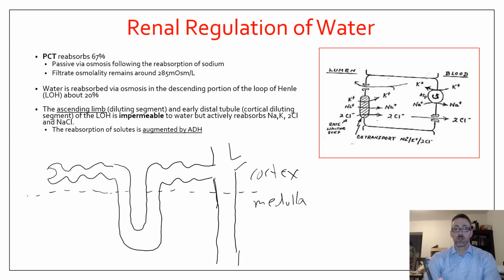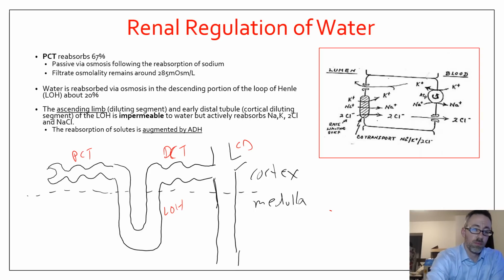Okay, so what I'd like to do here is take you through the different parts of the nephron and show you how water is reabsorbed at these different parts. So in my drawing over here, this would be the proximal convoluted tubule. This would be the distal convoluted tubule, the collecting duct, and then of course the loop of Henle. In the proximal convoluted tubule, 67%, or 2/3, of the water is passively reabsorbed. When the solutes get reabsorbed, the water follows because they're osmotic. So when sodium gets reabsorbed, the water comes with it.